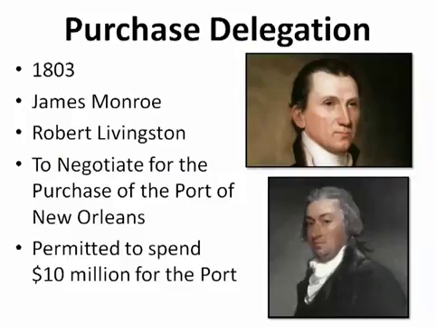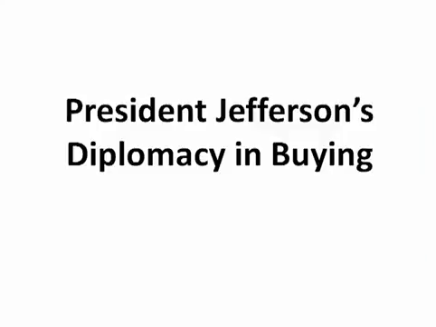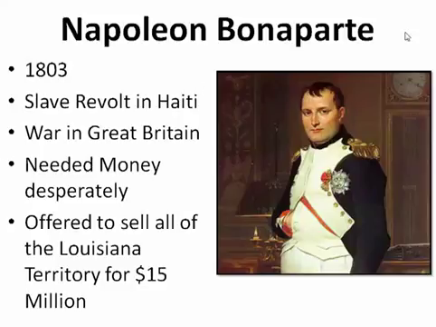Okay. Now the diplomacy that's going to be used between Monroe and Livingston with Jefferson's instruction is to go offer Napoleon Bonaparte purchase of that port. Now Napoleon was engaged in war in Europe. He's trying to take over Europe. So in 1803 he was having some problems. There was a slave revolt in Haiti, which France owned, and he was coming close to a war with Great Britain. So he needed money desperately to carry out these war campaigns.